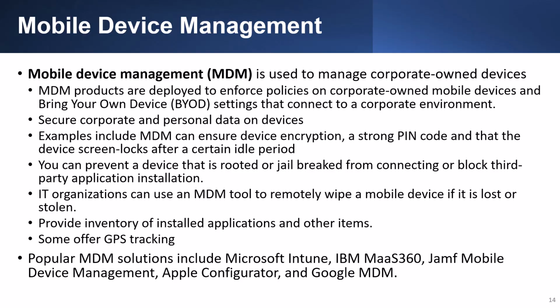Examples include MDM that can ensure device encryption, a strong PIN code, and the device screen locks after a certain idle period. You can prevent a device that is rooted or jailbroken from connecting or block third-party application installation. IT organizations can use an MDM tool to remotely wipe a mobile device if it is lost or stolen. It also provides inventory of installed applications and other items. Some offer GPS tracking. Popular MDM solutions include Microsoft Intune, IBM MaaS360, Jamf Mobile Device Management, Apple Configurator, and Google MDM.